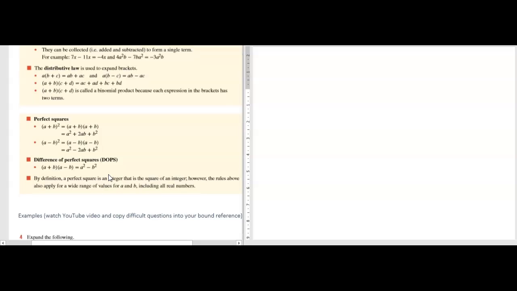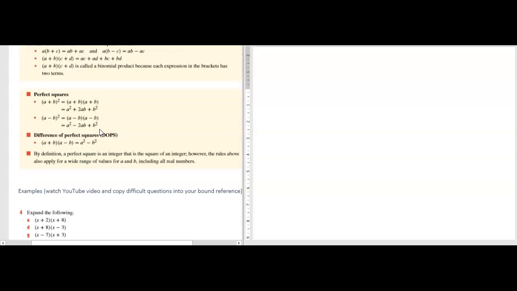Okay, then we've got perfect squares. A perfect square is when we're multiplying two brackets that are the same. So you can see here we've got (a plus b) squared, so your two brackets are both a plus b, and then you've got (a minus b) squared here. Same thing. And sometimes you may eventually go from (a plus b) squared just to a squared plus 2ab plus b squared without having to rewrite the two brackets.